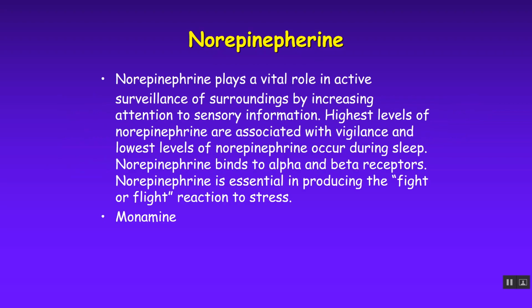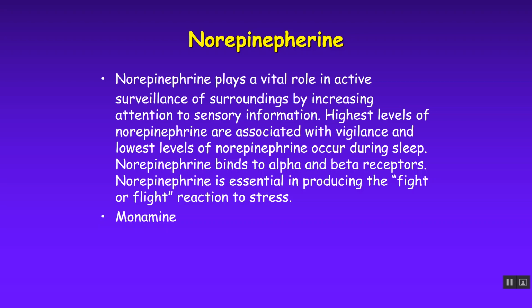Norepinephrine, also neuromodulator, provides a vital role, especially in active surveillance, active attention to our surroundings by increasing attention to sensory information. So it actually enhances sensory awareness and sensory attention. Serotonin balances norepinephrine in that respect a little bit. So you're always looking for, everything in life is a balance, this kind of optimal balance of these different neuromodulators based on the state that you're currently in and the current state that you should be in based on the situation. Highest levels of norepinephrine are associated with vigilance, lowest levels when you're sleeping. Your norepinephrine levels really drop down.